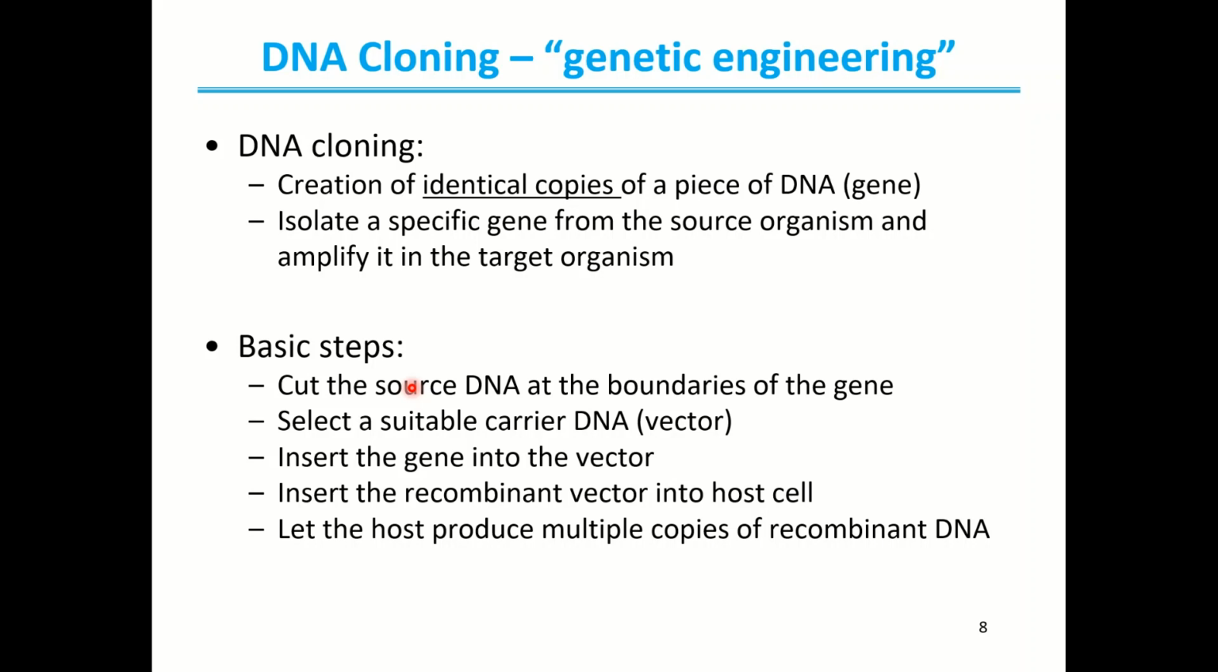it gives you a way to put that piece of DNA into a vector or plasmid right where you want it. And so the next step is selecting a suitable carrier DNA, and those are what we refer to as vectors, when they have the DNA of interest in them. Then you insert that gene into the vector, you insert the vector into a host cell, and then you let the host cell produce multiple copies of that DNA, or if you're looking to express that gene, a whole lot of copies of that gene product, the protein.